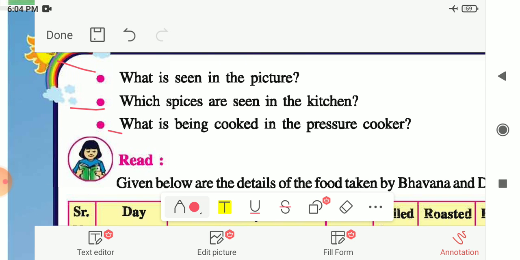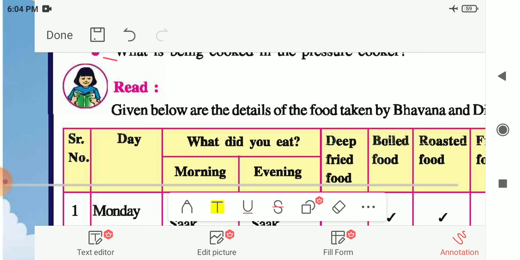Then next question is, what is being cooked in the pressure cooker? It may be possible that in the pressure cooker the sabzi is cooked. So these are the answers to your questions. Now next one, another table is given to you. You have to read this table.